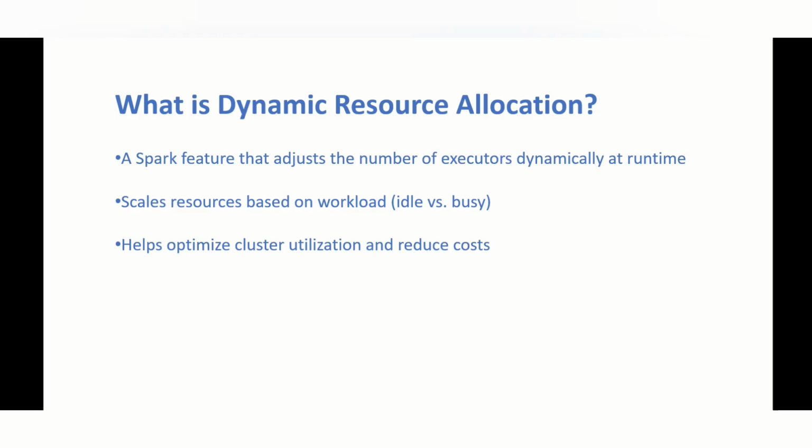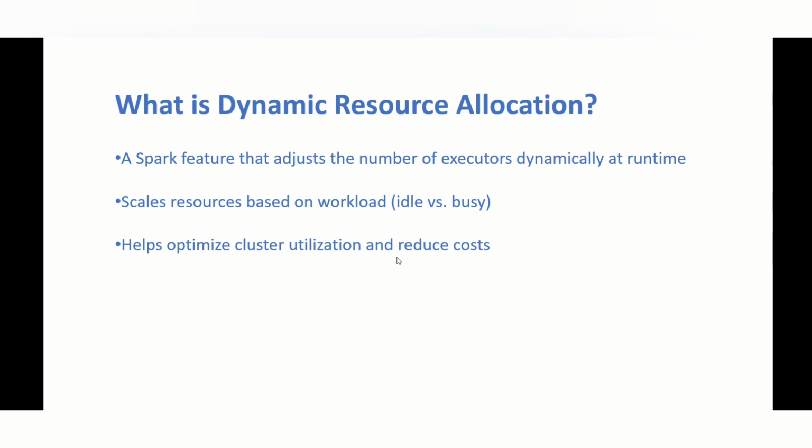But if you are using dynamic allocation, as per your need, your resources will get allocated or removed. And when I'm saying resources, I'm talking about the executors, not the RAM or cores. That is not possible, but you can allocate or remove executors while using Spark. Scale resources based on the workload. If it is idle, it will remove it. If all the executors are busy, you can allocate one new executor. Helps optimize cluster utilization and reduce cost.